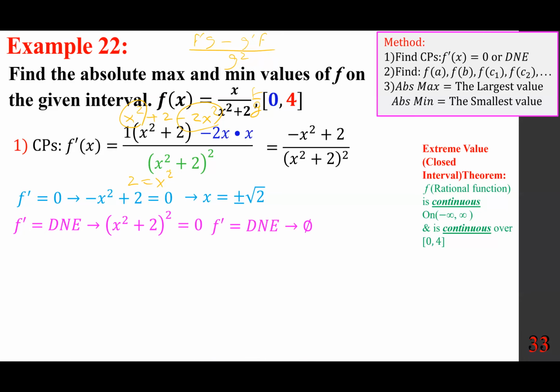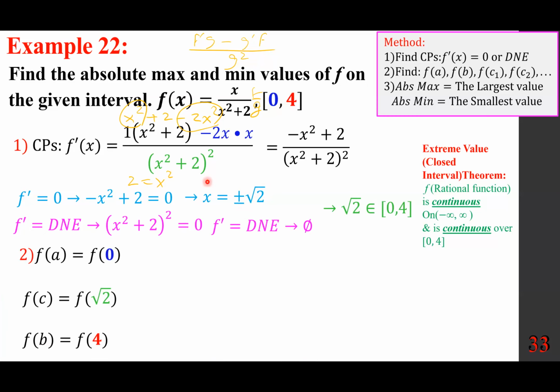And so, is square root of 2 in between? Square root of 2 is 1.41. Yes. Is minus square root of 2 in between? No. So only square root of 2. So we are going to plug in A, B, and C. A is 0, B is 4, and C is square root of 2 into this original function.